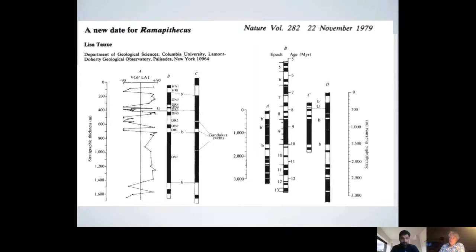And since a lot of the hominid fossils, hominoid fossils, hominine fossils, whatever you call them now, were associated with this sandstone, this was a new date for what was then called Ramapithecus, and now is understood to be Shivapithecus's wife. So that was the story of that. I spent a lot of time as a graduate student with Neil Updike.